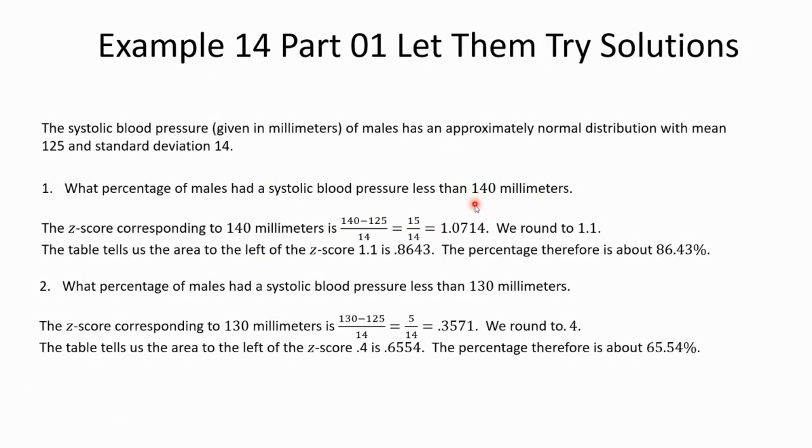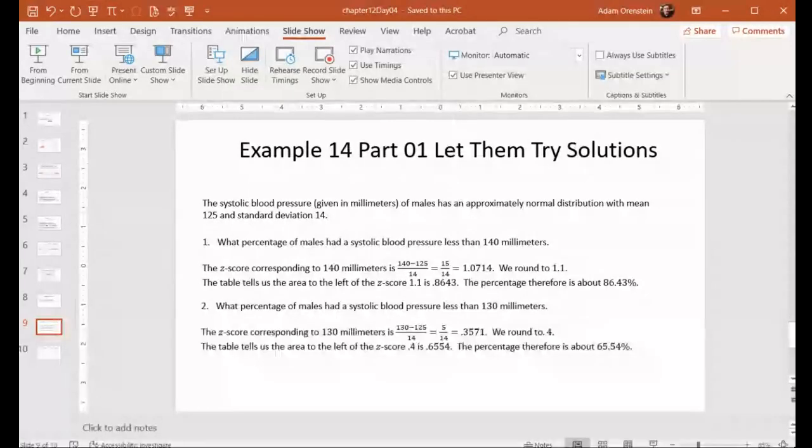And again, this is the percentage of data values less than it. So we want the area to the left of this z-score. So we could go back to the table. Let me do that. So let me just pause the recording.